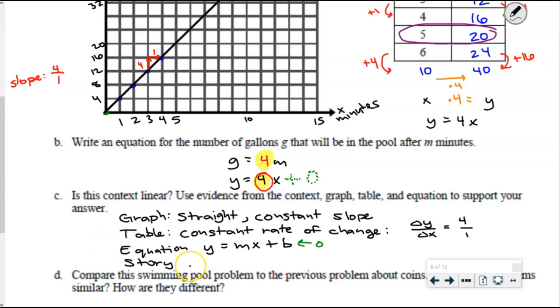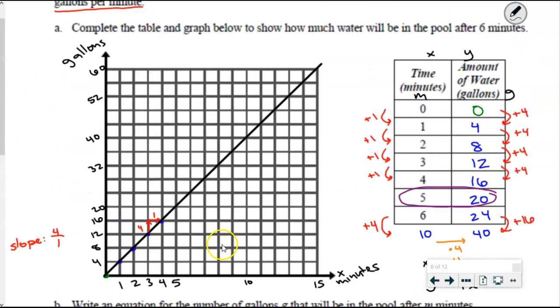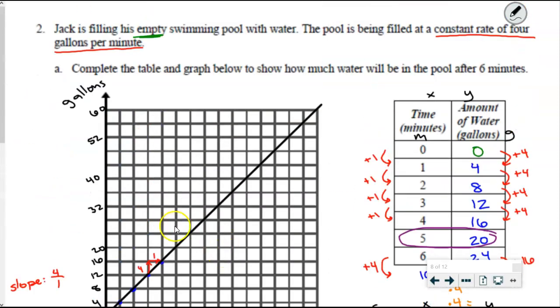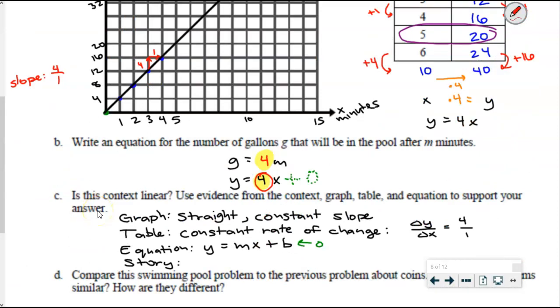And the last one, what in the story tells us that it's going to be linear? Go back and read the story again. There was a clue. What is the clue in that story? Ariel. Exactly. It tells us that it's a constant rate. So we know right in the beginning that it is a constant rate. It is going to be linear.